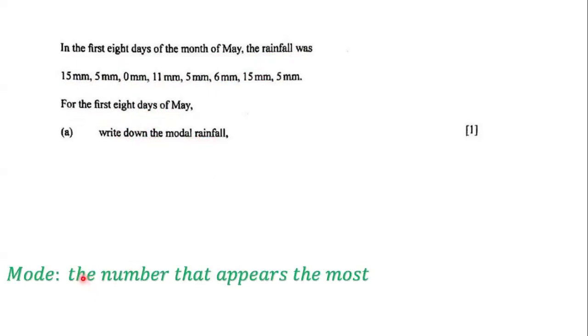Now, the mode is the number that appears the most. It is the most popular value of the data set. Indeed, for this data set, for this list of numbers, the modal rainfall is definitely 5 millimeters.